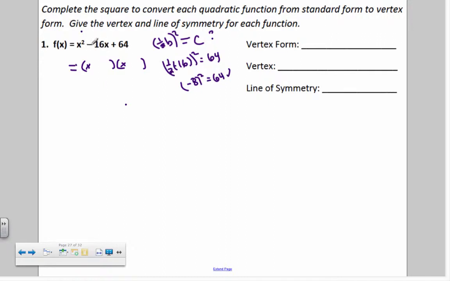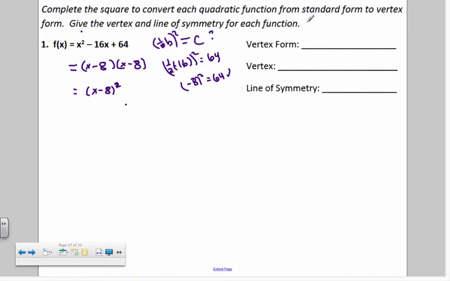And because I have a negative in the middle here, I know that they both have to be negative. I have to have two negatives in order to get a positive in the end and a negative in the middle. And it just so happens that it is negative 8. It's half of b. Because a perfect square trinomial, the definition is that we have half of b, it's x plus half of b squared. I'm going to make that a bigger square there. So now I actually have it in vertex form.